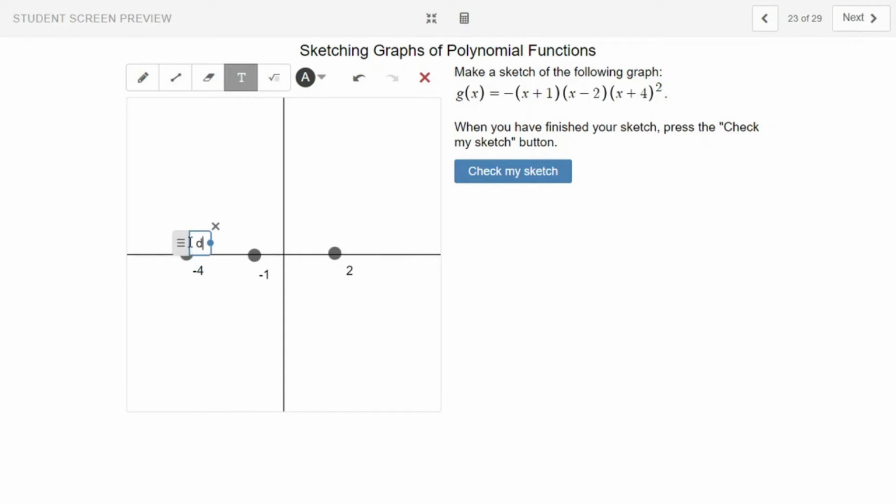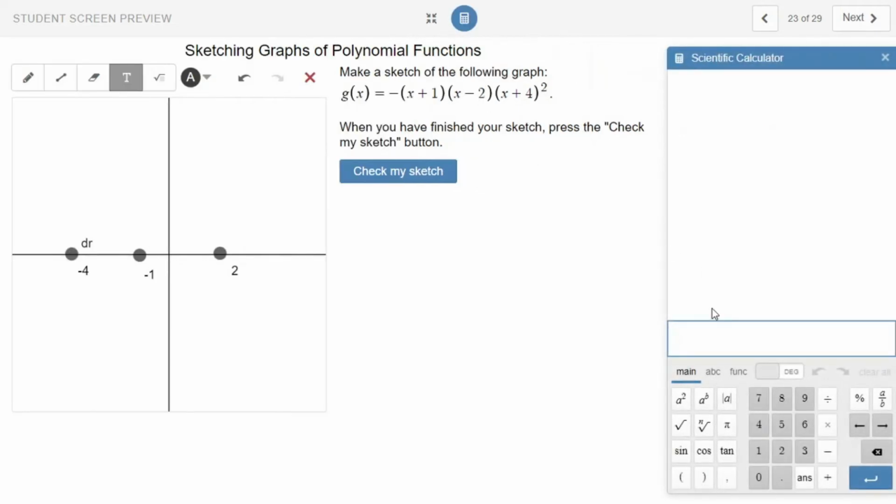All right, so I just like to make a little note to myself so when I get there, I'll know I need to either bounce off of it like that or bounce off it like that. Okay, so now I'm going to find my y-intercept, and this time I'm going to plug it into the calculator. So don't forget that negative in the front, and we just plug in 0 to find the y-intercept.